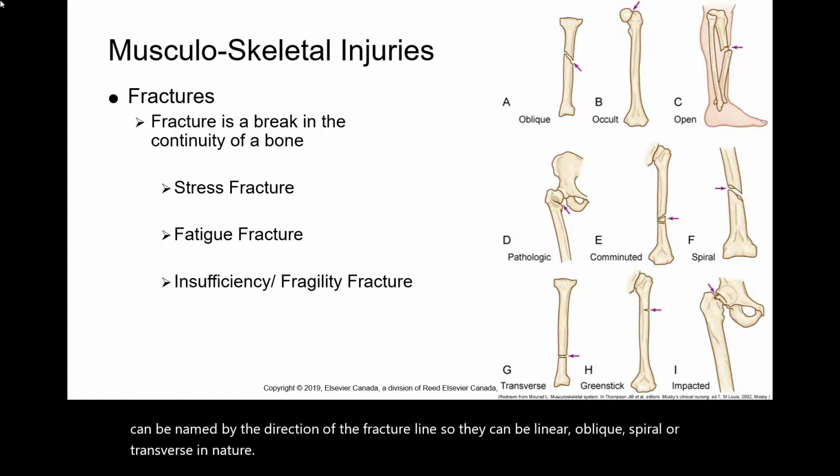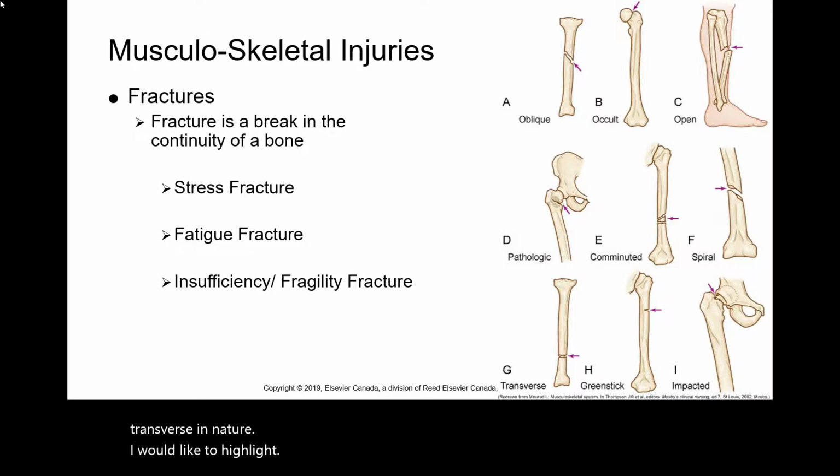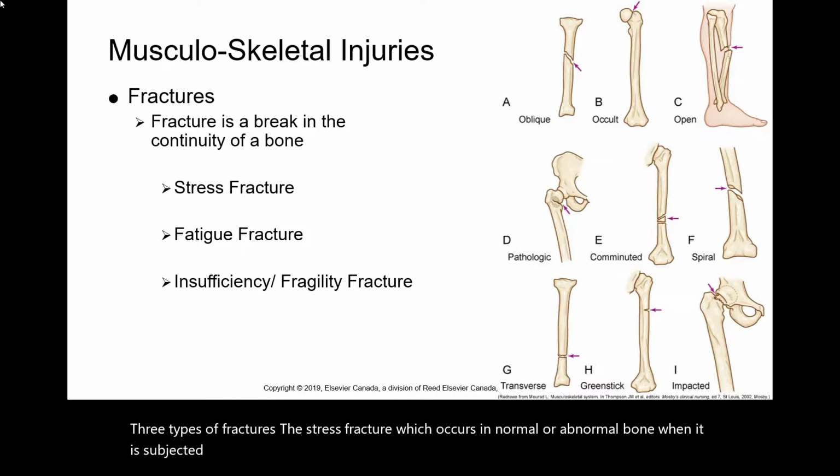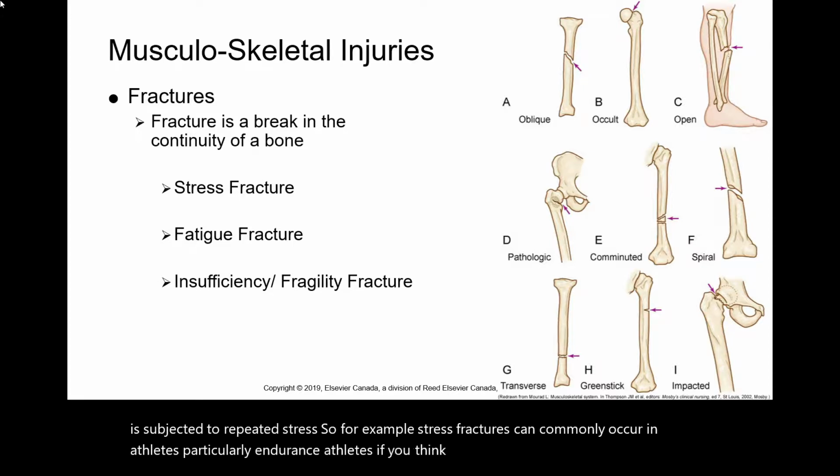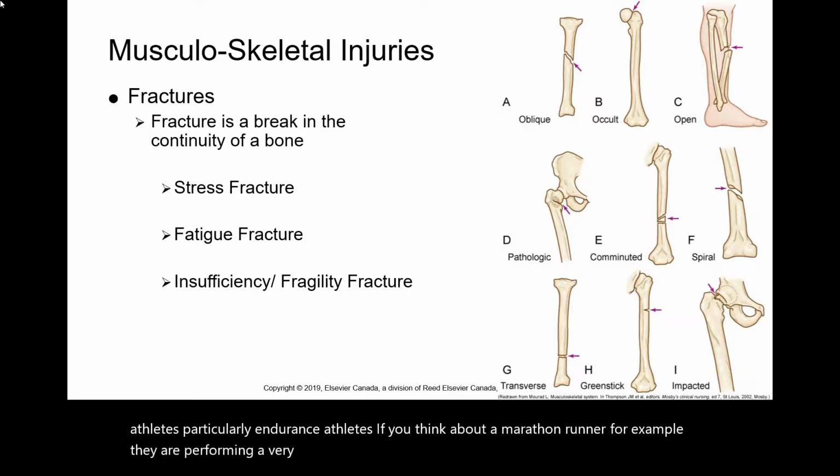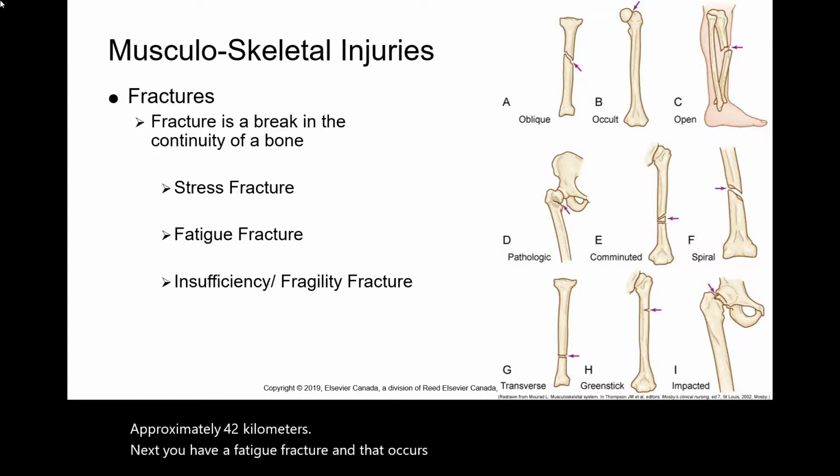I would like to highlight three types of fractures. The stress fracture, which occurs in normal or abnormal bone when it is subjected to repeated stress. So for example, stress fractures can commonly occur in athletes, particularly endurance athletes. If you think about a marathon runner, for example, they are performing a very repetitive type of action as they run approximately 42 kilometers.